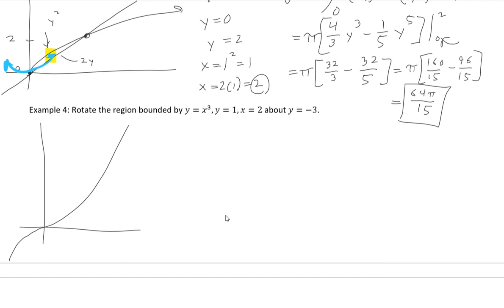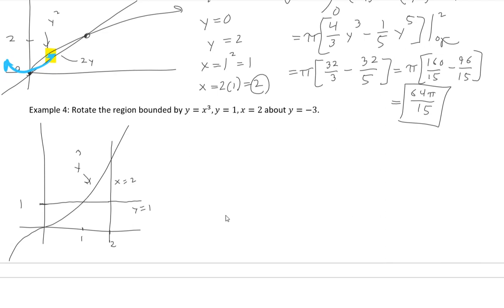Y equals 1, that's right here. And x equals 2, they intersect right here, that'd be 1, and then 2 would be here, so that would be x equals 2. This bottom one would be y equals 1. And this one right here would be x cubed.